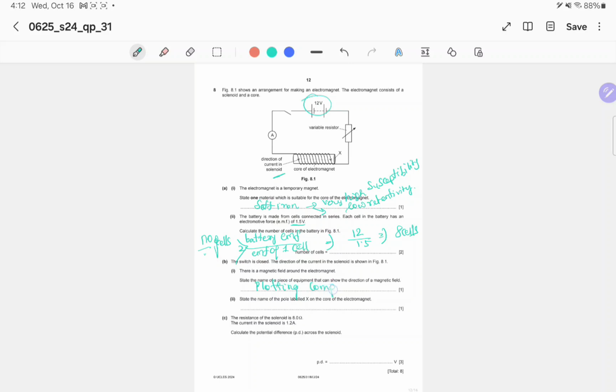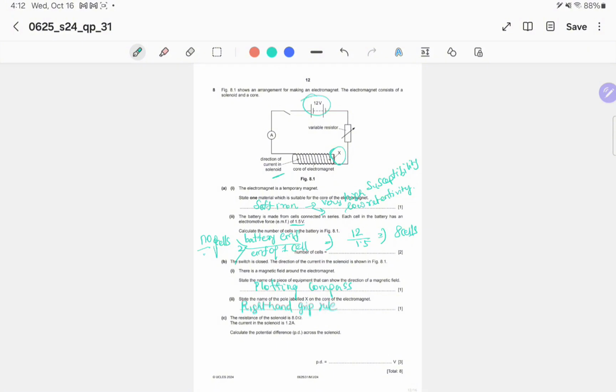Yes, we will use plotting compass for finding the direction of the magnetic field. It's a small bar magnet with the north and south pole. State the name of the pole labeled X on the core of the electromagnet, whether north pole or south pole. How will you find it? Right hand grip rule, I am using.